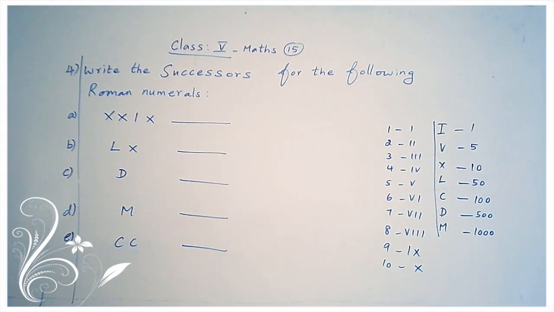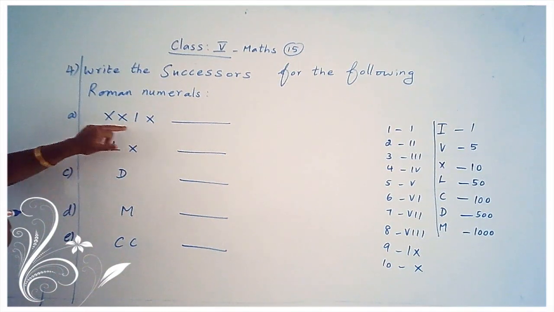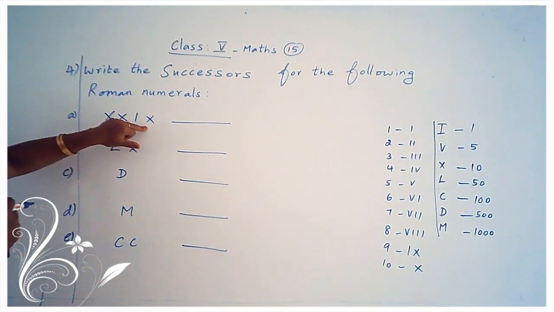Listen, children. What do you mean by successor? A successor is a number that is greater than a given number by one. Yes, children, we can get the successor of a number by adding 1 to it. Now what is given? First one, XXIX. What is the successor of XXIX? First of all, you find the value of XXIX in Hindu Arabic number.